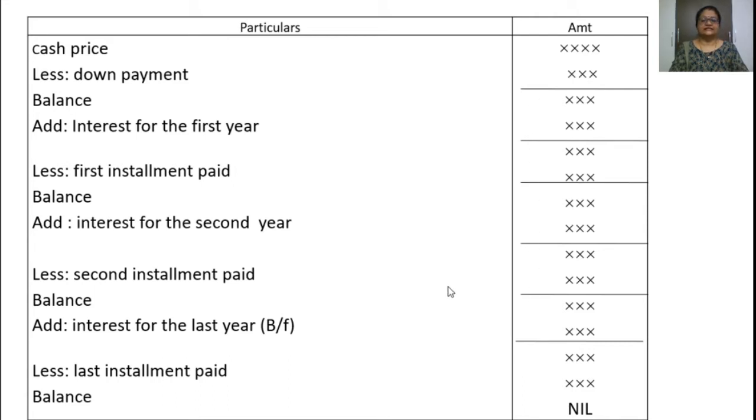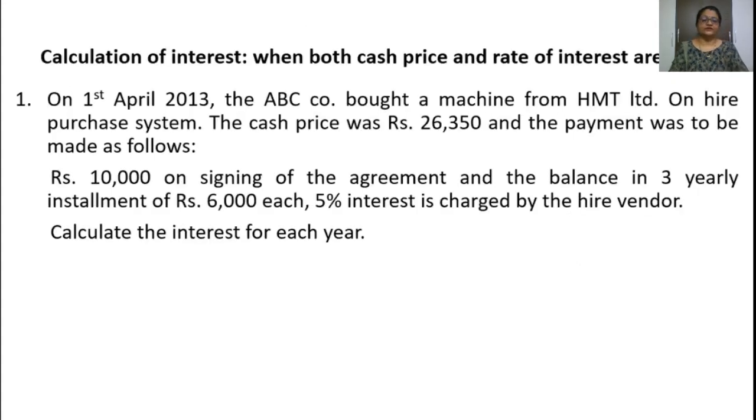Now this is a format of how the interest is calculated when rate of interest and cash price both are given. First you have to take cash price, deduct down payment, then balance is there. After deducting, add first year interest, then less first year installment, you will get balance at the end of first year. Then add the interest of the second year, then less second year installment, then balance is there. Same way for the remaining years you have to go on doing this. Once the last installment is paid, then balance becomes nil. So we will see this with the help of a simple problem.